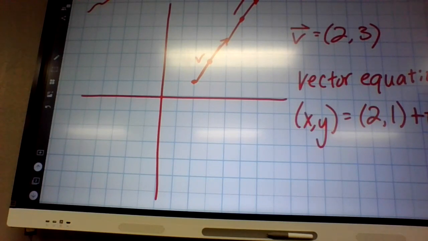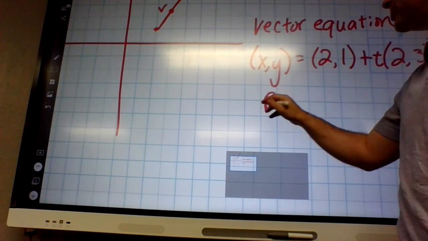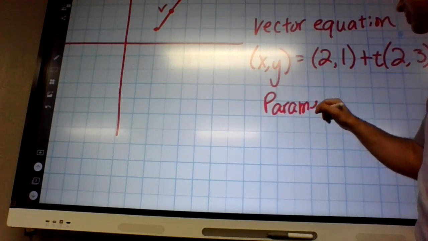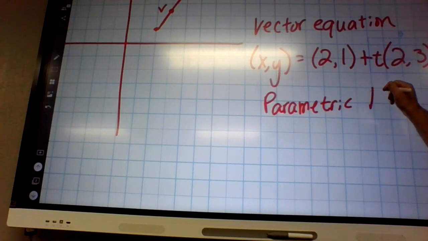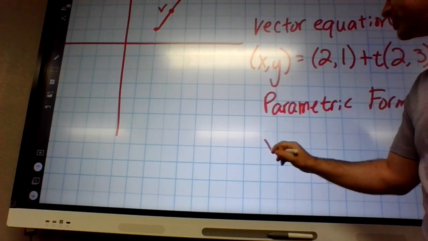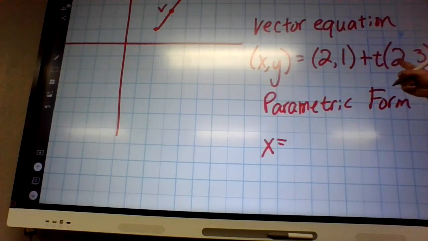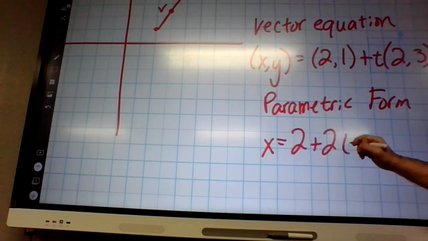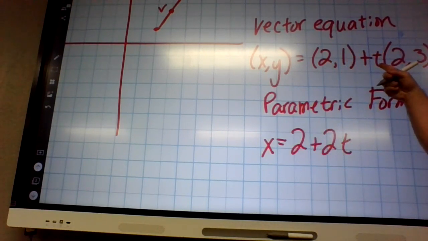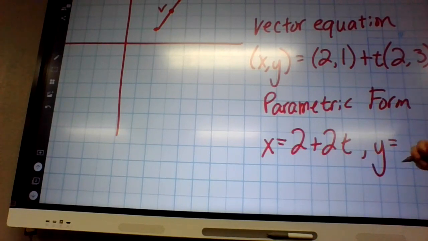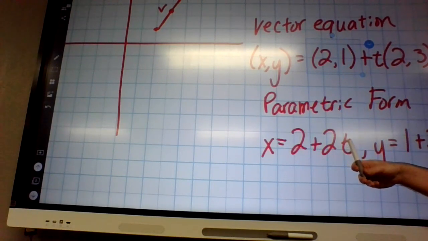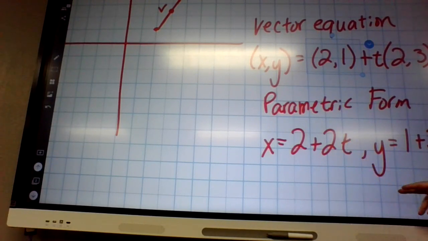The other way we are going to write it, which is almost the same thing, is called parametric form. That's when you specifically say the x value is going to equal 2 plus 2t, because that's where the x values come from. And then you do comma, y equals 1 plus 3t. Do you guys see where I got those numbers from? Okay.